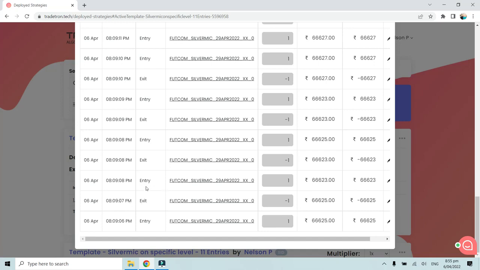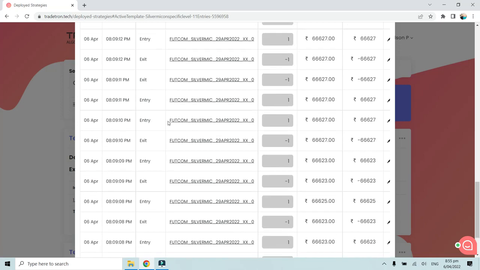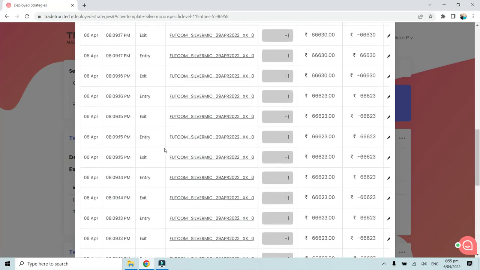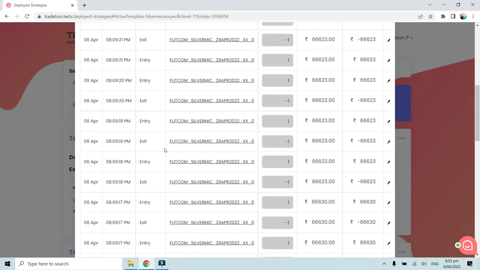After this exit was met, it again went into entry mode. Again it took entry at 8:09, again exited at 8:09, again entered at 8:09, again exited at 8:09, and this way it kept on entering into a buy trade and kept on selling it. So this can be a very risky situation. The way to identify this, why this happens and how to fix it, is what we are going to discuss now.